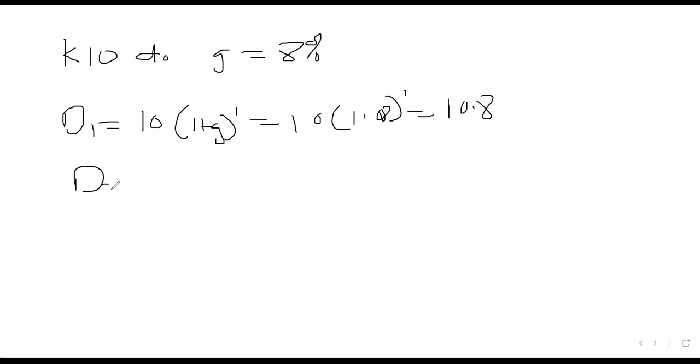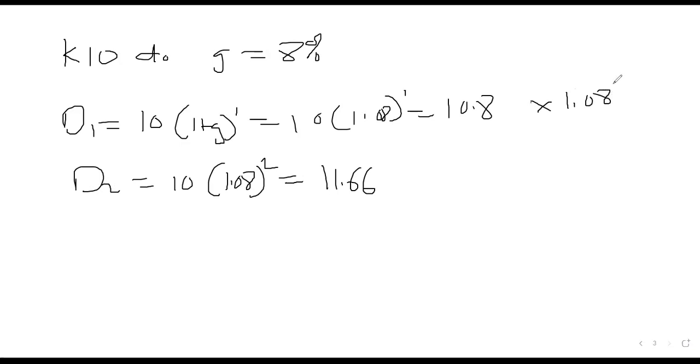In growth in year 2 will simply be 1.08 to the power 2. So what we're going to get, 1.08 times 10 will give you 11.66. Alternatively, you can just multiply this one times 1.08 to get the next dividend. So 10.8 times 1.08, which is our growth rate, will still give you the same answer.